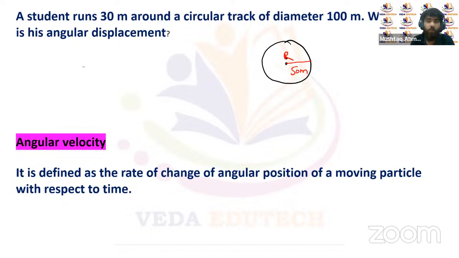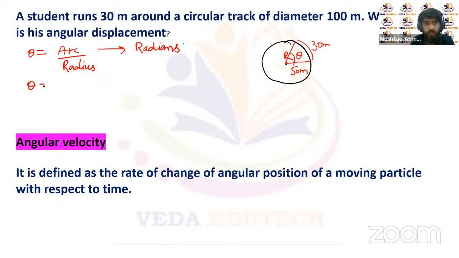The question is, what is his angular displacement when the student runs 30 meters around a circle? Now you can see, let's suppose this is the 30-meter distance traveled by the student, and let's suppose this is theta. Theta is the angular displacement. The angle subtended at the origin of this circle is given by the arc divided by the radius. Arc is the length of the arc, and the angle measured will be in radians.